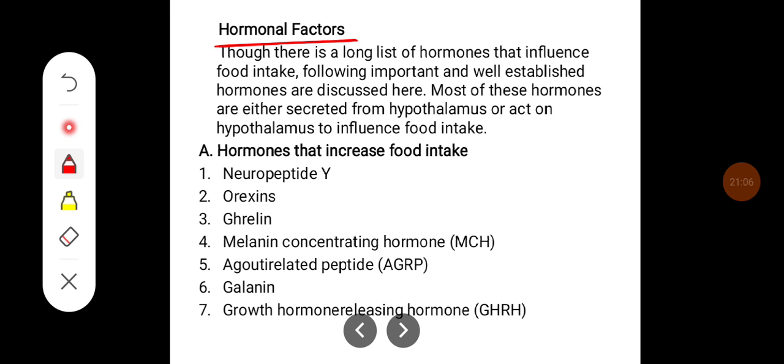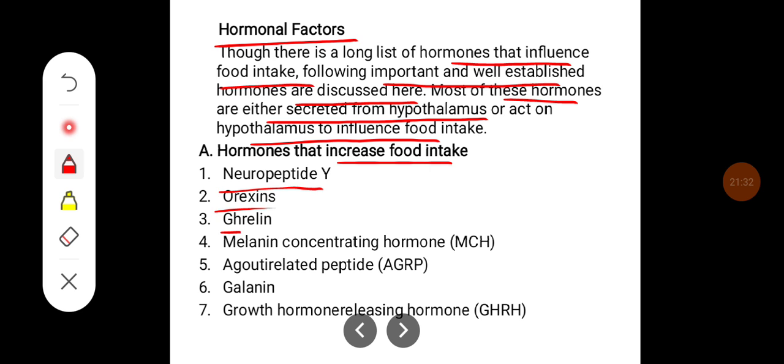Coming to hormonal factors, though there is a long list of hormones that influence food intake, the following important ones are well-established hormones that are going to be discussed here. Most of these hormones are either secreted from hypothalamus or act on hypothalamus to influence food intake. Some of the hormones that increase food intake are neuropeptide Y, orexins, ghrelin, melanin concentrating hormone, that is MCH, the alkylated peptide, galanin, and growth hormone releasing hormone.